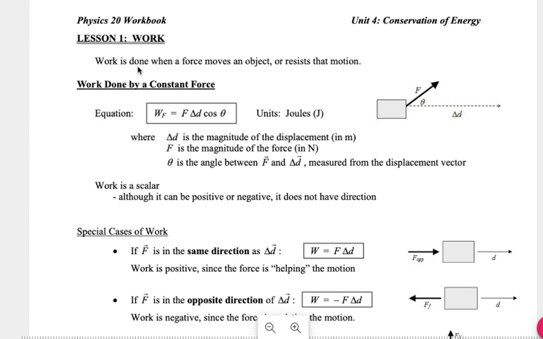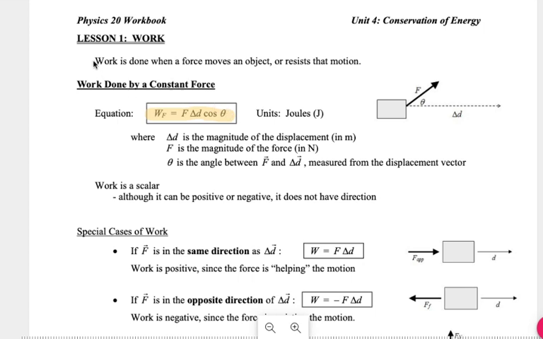So we have our first lesson all about work. If you don't remember from Science 10, work is equal to the force times the distance. And we're throwing in this new cosine function. So work is equal to force times distance times the cosine of the angle between the force and the distance. So getting a little bit more complicated here.